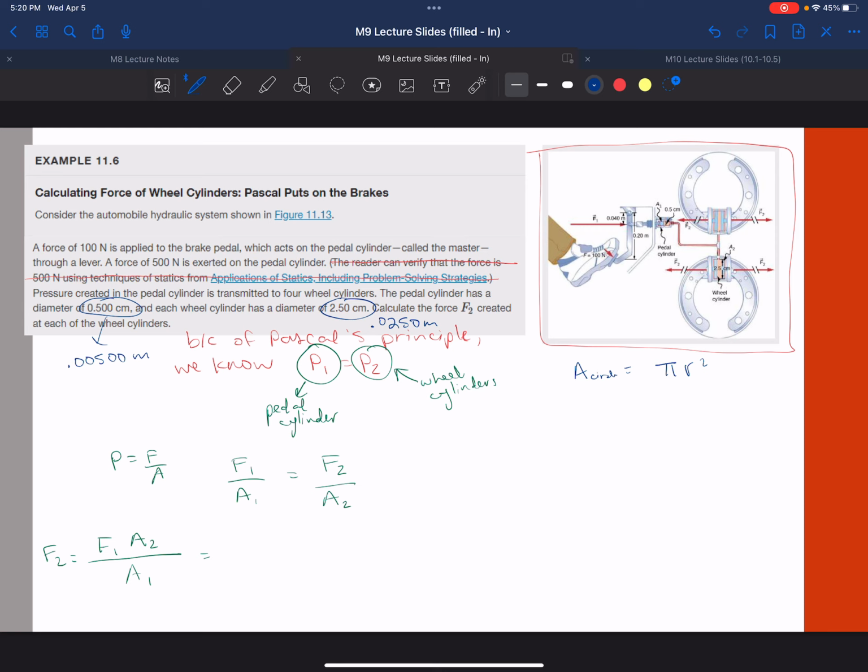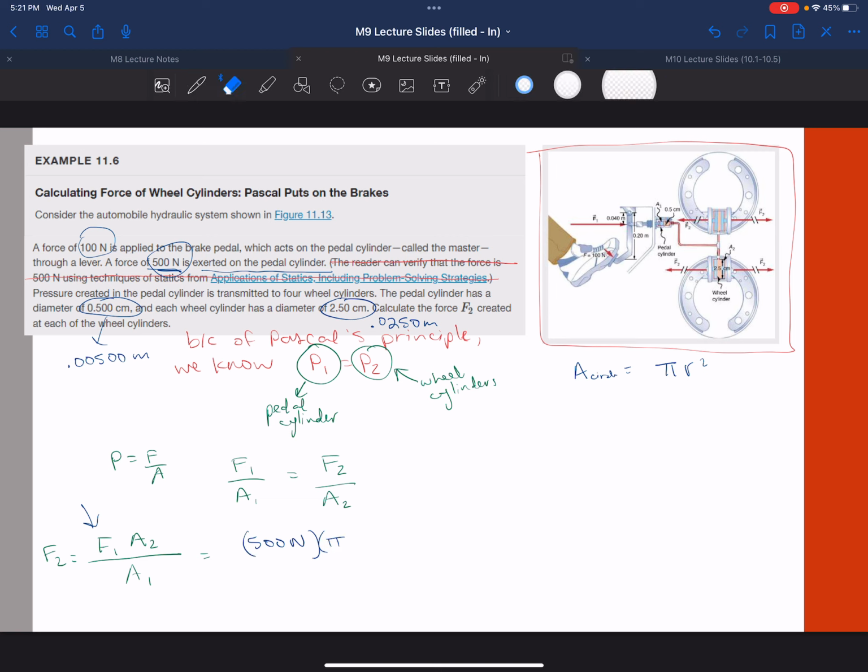So let's start plugging in everything we know. The only thing we need to make sure we get right is this first force. I'm seeing the numbers 100 newtons and 500 newtons. But remember, part 1 is referring to the pedal cylinder, so we want this 500 newton force because that's what's actually exerted on the pedal cylinder. So that's 500 newtons. And I'm just going to do the area here.